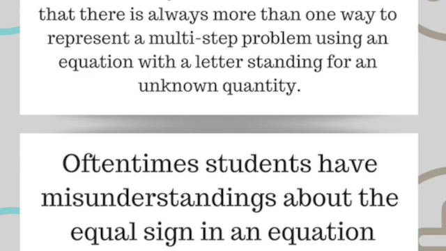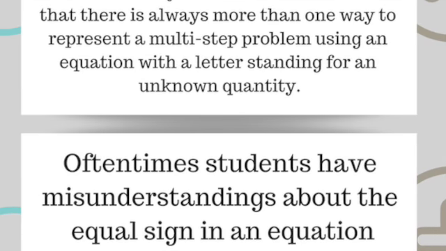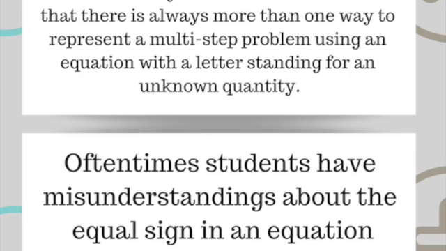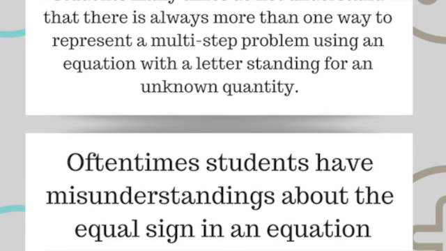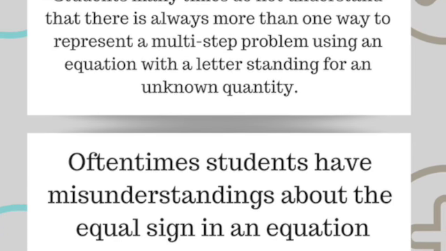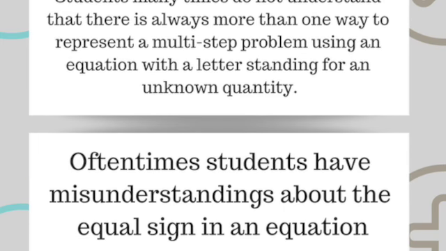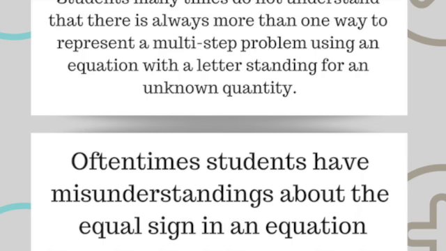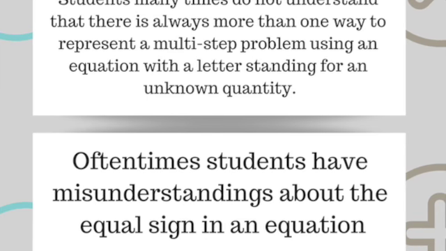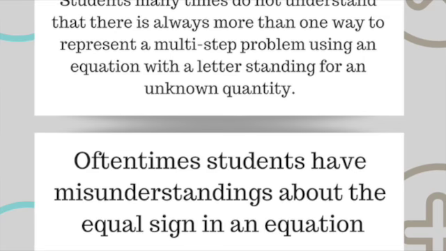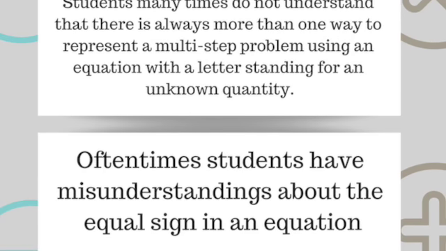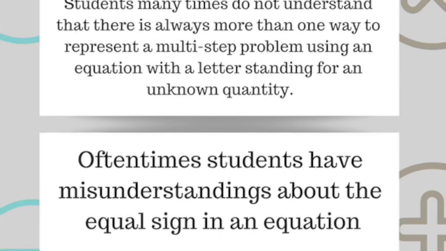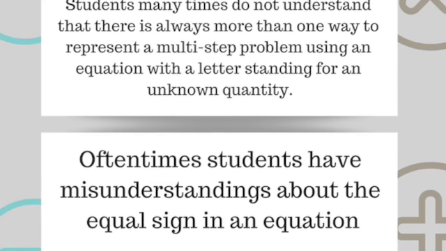Okay, so there are a lot of misconceptions, especially when we are trying to solve a multi-step problem and we're using different equations. But I thought it was important to highlight these two. One is that students many times do not understand that there is always more than one way to represent a multi-step problem using an equation with a letter standing for an unknown quantity. Here, the way we can practice this is by creating equations and letting the student know that they need to find the unknown product and that they need to find the information that is already known in the problem.